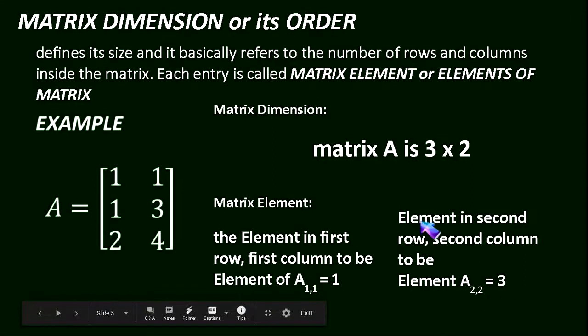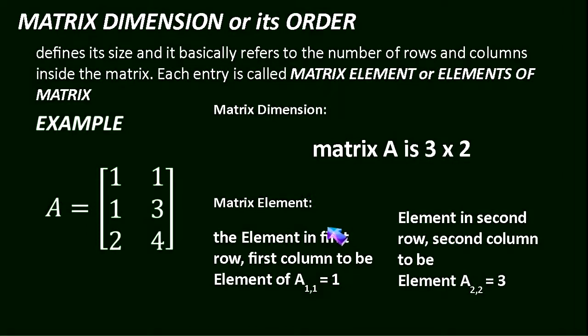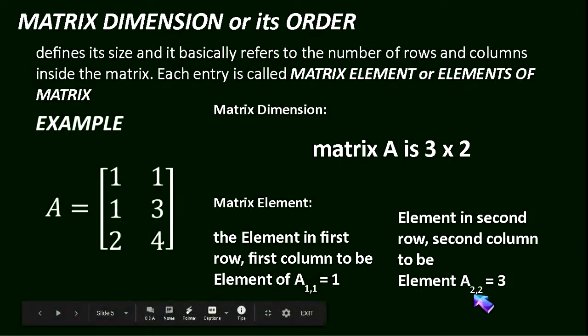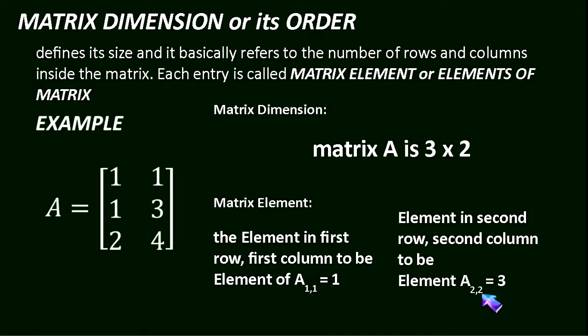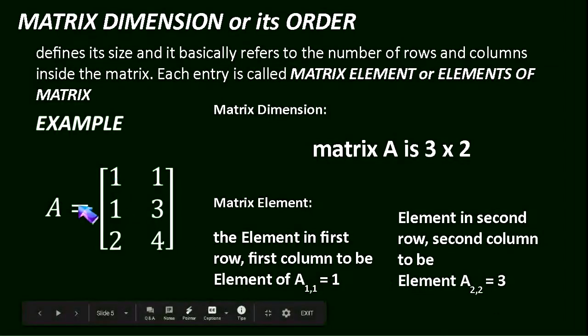So, why? We have here the element in the second row. 1, 2, this is our second row. The element of the second row of the second column, this is our element at A22. So, the element in the second row of the second column is equal to 3.